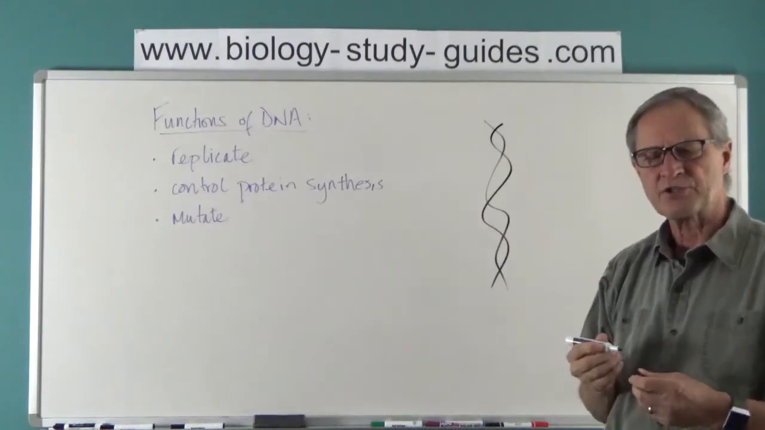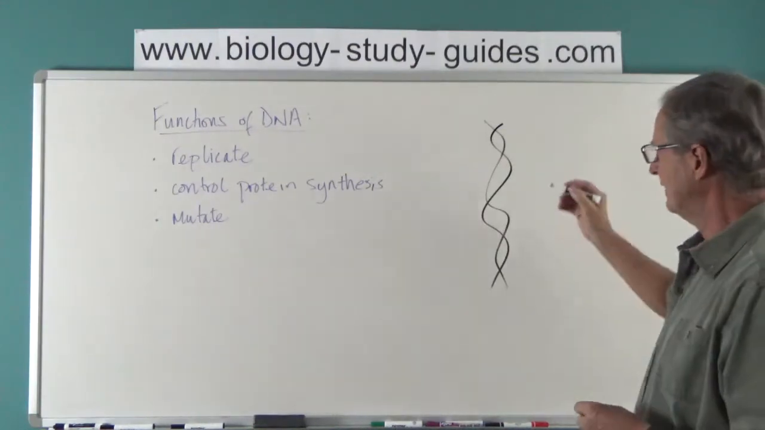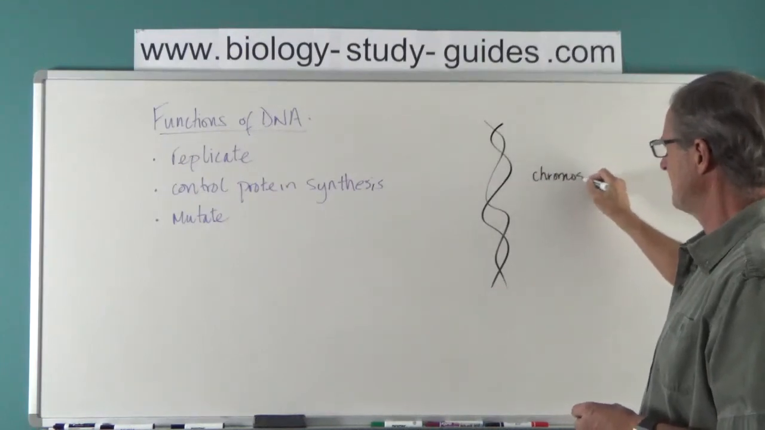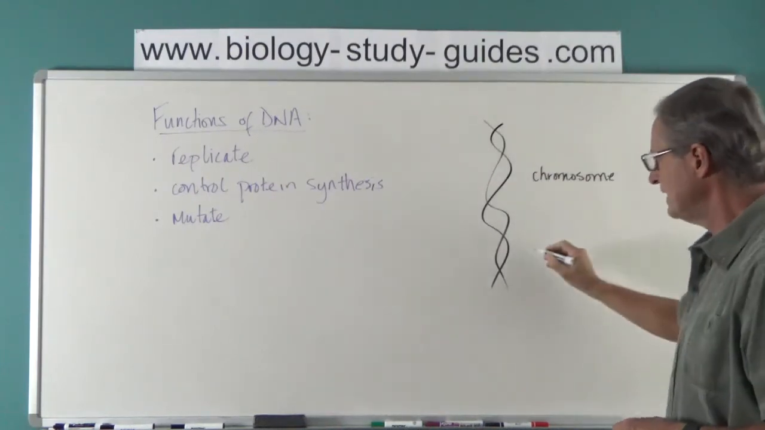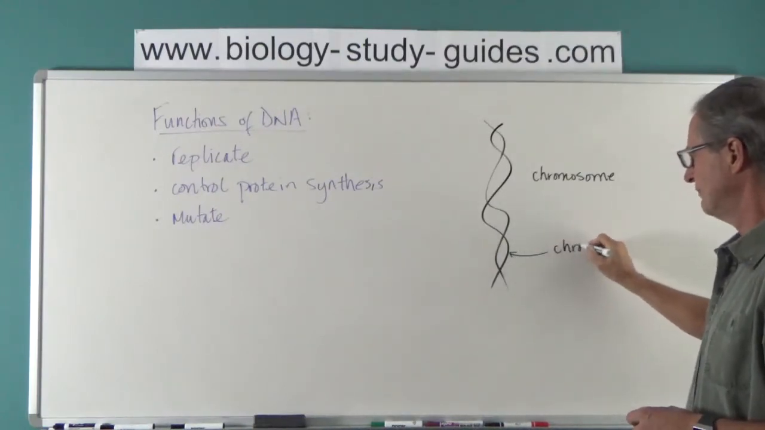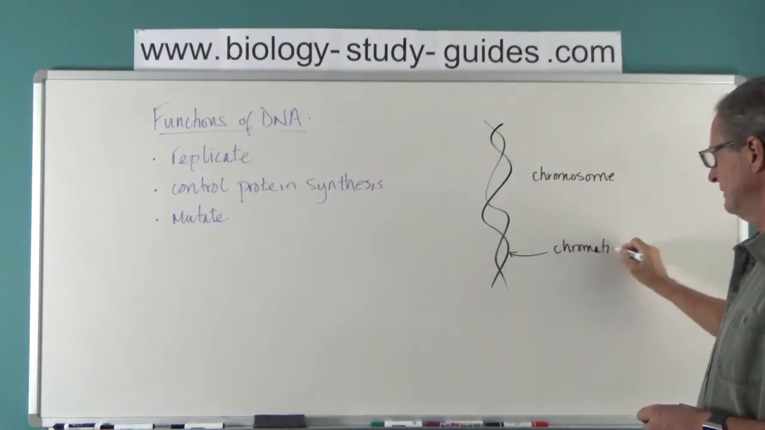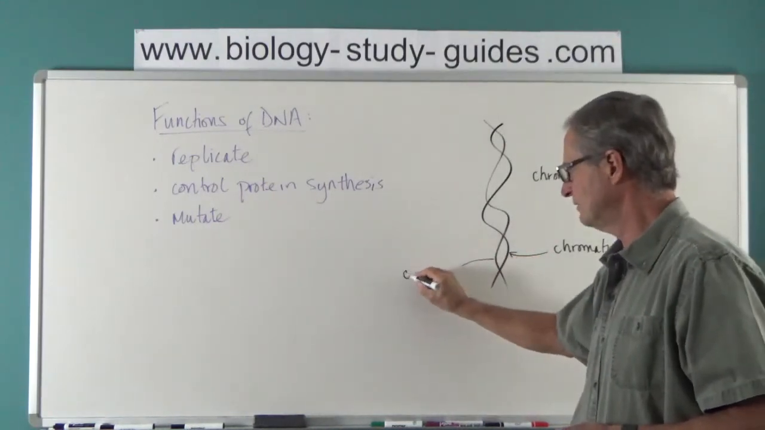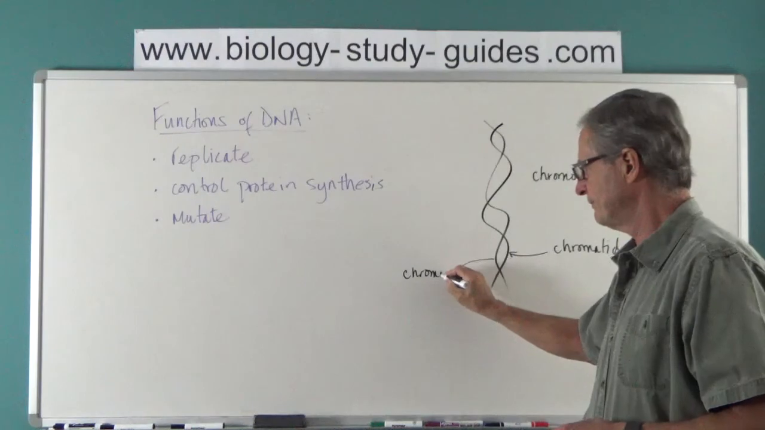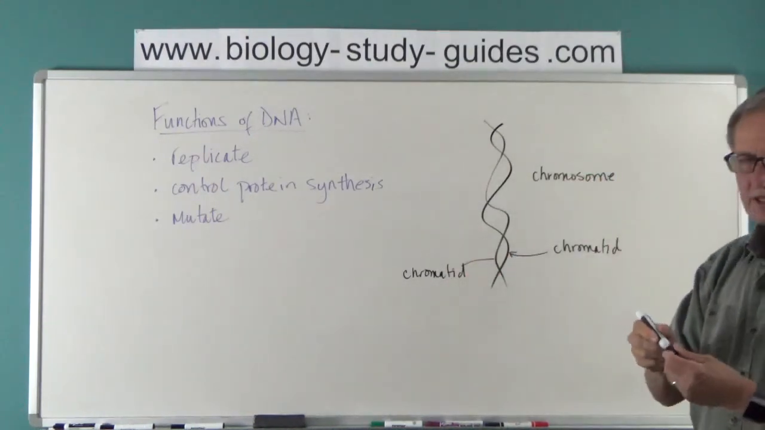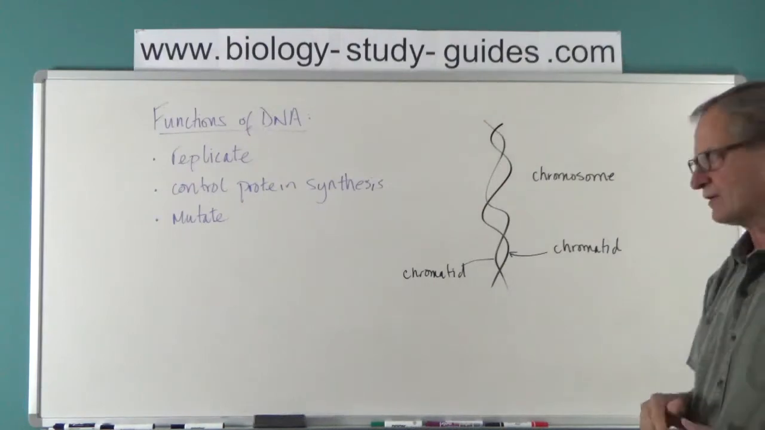We always represent DNA as looking like this. And we have to clear up some terminology a little bit here. This is a chromosome. Each one of these strands is a chromatid. So this one, and also this is a chromatid here. So a single chromosome consists of 2 chromatid strands.